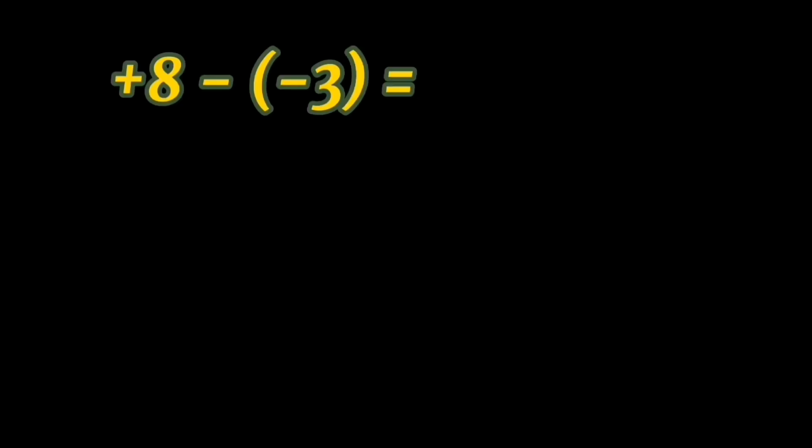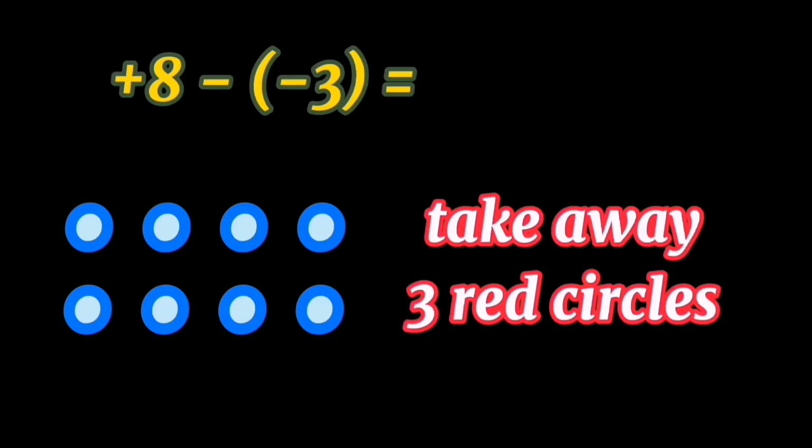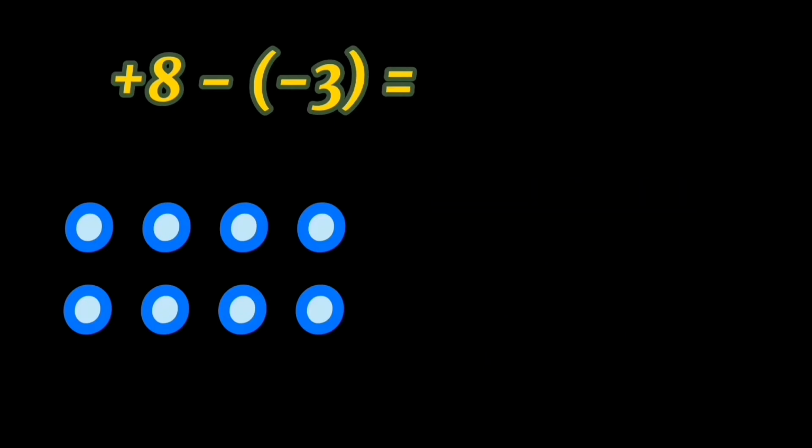Now how about positive 8 minus negative 3? What do we get? Alright, again for positive 8 we will have 8 blue circles, and for minus negative 3 we will have to take away 3 red circles since it's negative. Now the question is, how are we going to do that since we don't have any red circle in the minuend? Very tricky, yeah? Now pay very close attention. Since there are no red circles in the minuend, we will add 3 red circles in there. But we don't just simply add 3 red circles there. Of course, mathematics has its rules.